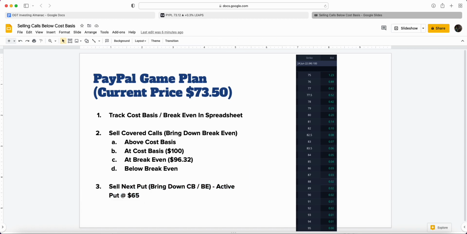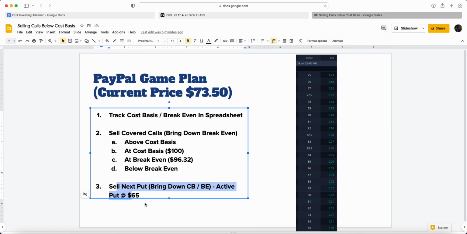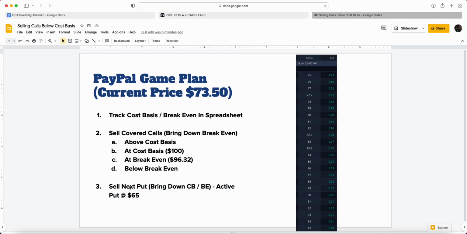But just so you guys know, that is what I'm doing when I invest in companies. I do 100 shares. If I get assigned, I make sure I have enough bullets or enough capital to pull the trigger again to lower down that cost basis. And PayPal is one of those. It's one of my high conviction plays to do that.